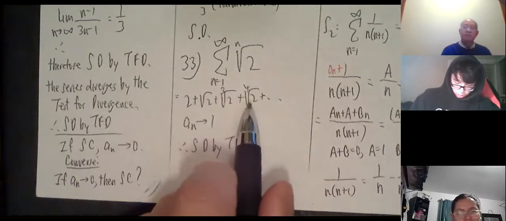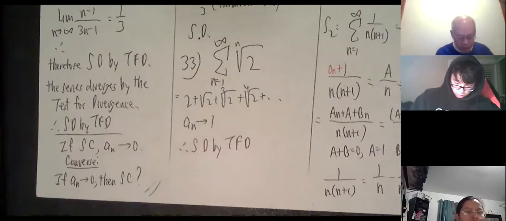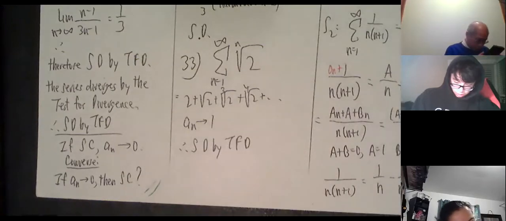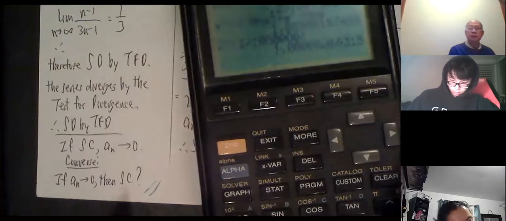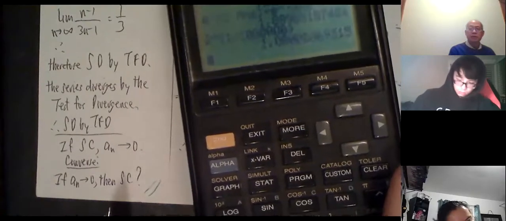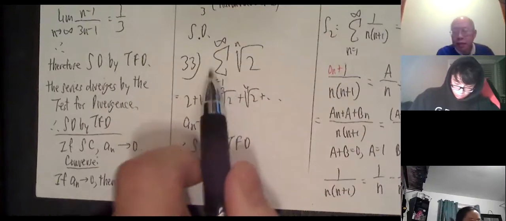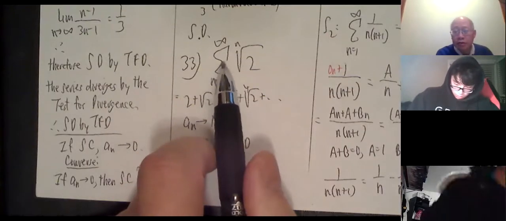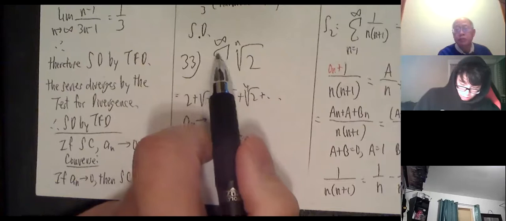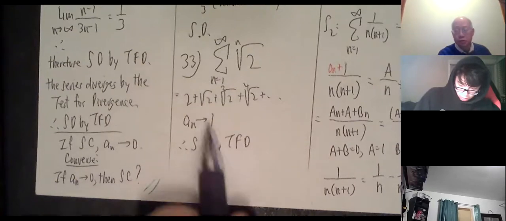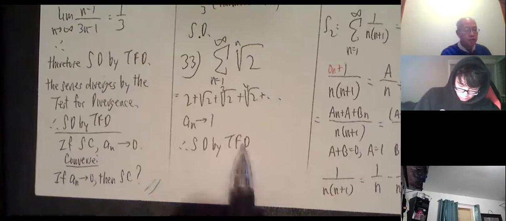So if I take the millionth root of 2, let me just try that on my calculator for fun. Millionth root of 2. 1.00000, something like that. It's very close to 1. Which means, in the long run, way out there in the series, toward infinity, it starts to look like 1 plus 1 plus 1 plus 1 plus 1 plus 1, which approaches infinity. So the series diverges by the test for divergence.